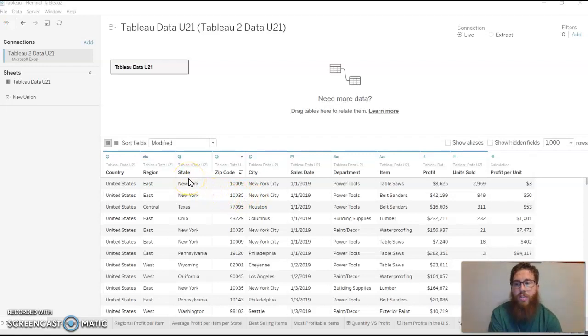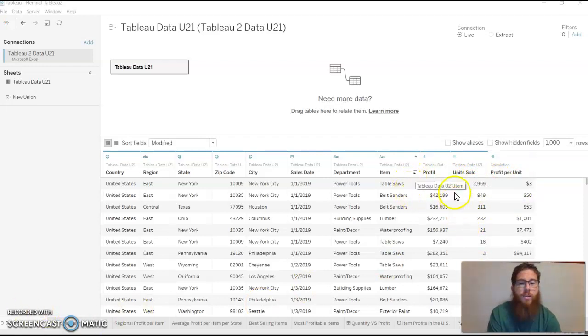Looking at the screen, you can see our data that was used inside of Tableau. You can see the country, region, state, zip code, city where the sales happened, the dates, what department the items sold belonged to, and what the profit was for those items, along with the units sold.